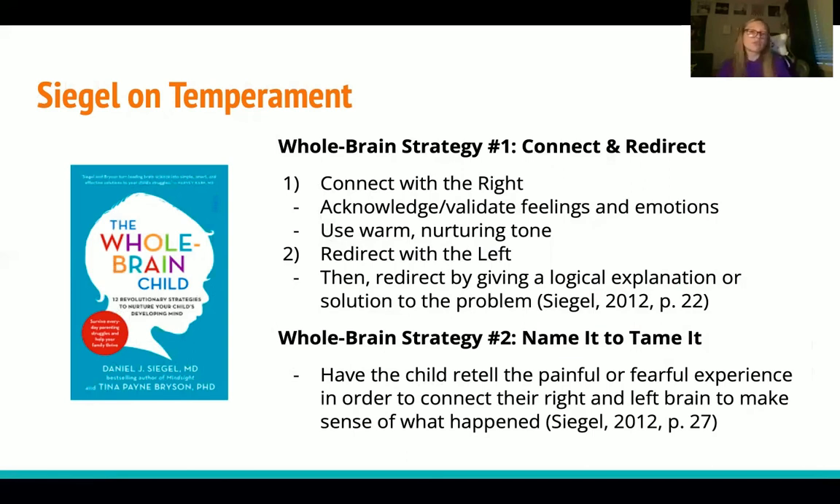The second strategy is name it to tame it. Essentially you have the child retell the painful or fearful experience in order to connect or integrate those two sides of the brain and to make sense of what happened. You can do this by asking them questions and trying to get them to tell you something in a more calm way. This usually will also calm the child down and calm their emotions a little bit.